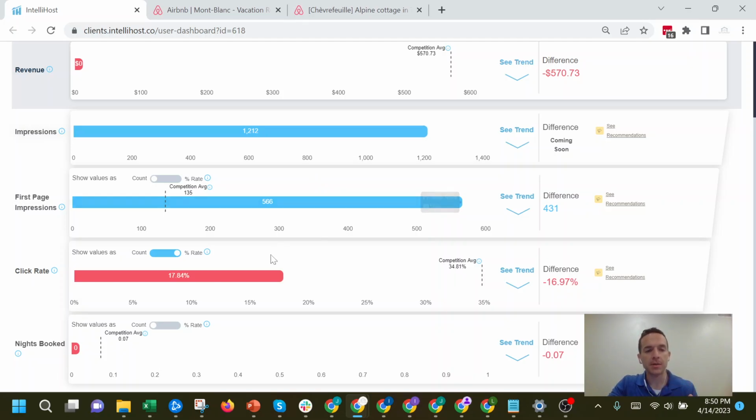The next thing we go down to is clicks, or click rate in this instance. Now, you can see that she is converting her first page impressions into clicks 17% of the time, where her competition is converting 34% of their first page impressions into clicks. So they're converting their first page impressions more efficiently than she is.